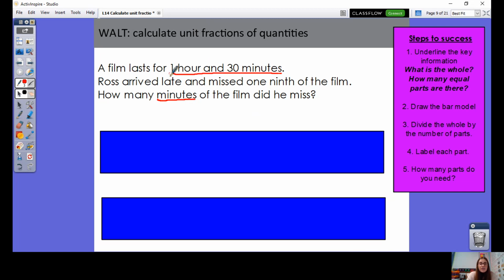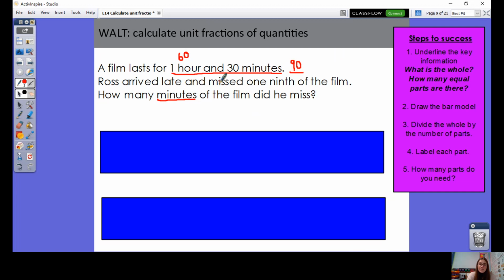When actually at the moment, I have 1 hour and 30 minutes. So to make it simpler for myself, I'm going to need to convert 1 hour and 30 minutes into just minutes. So I know that 1 hour has 60 minutes in it. So I simply need to do 60, add 30, which will give me 90. So 90 is a key bit of information. That's how many minutes the film lasts.